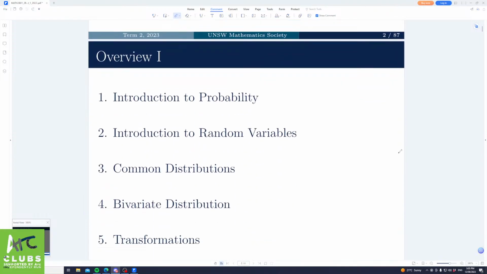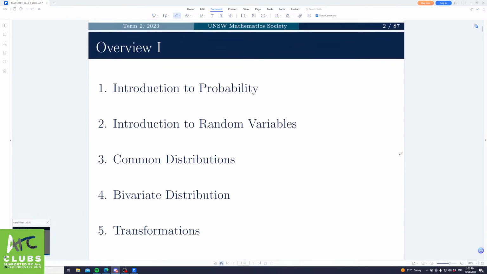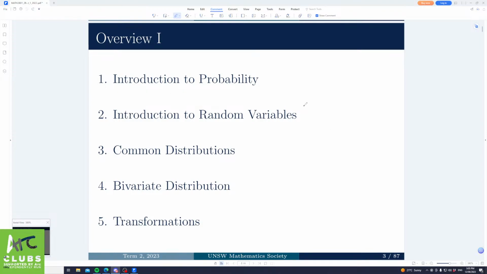But this is basically an overview of what we're going to be doing today. So I'll be covering the first 3 topics: introduction to probability, introduction to random variables, and common distributions. And Ronald will come in and then finish off with bivariate distributions and transformations.